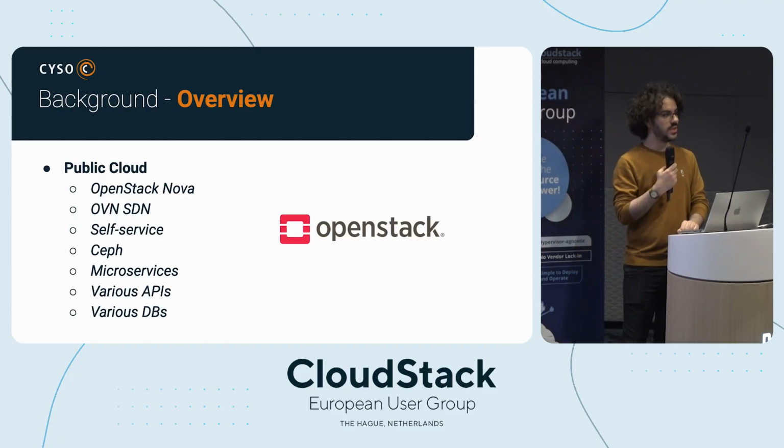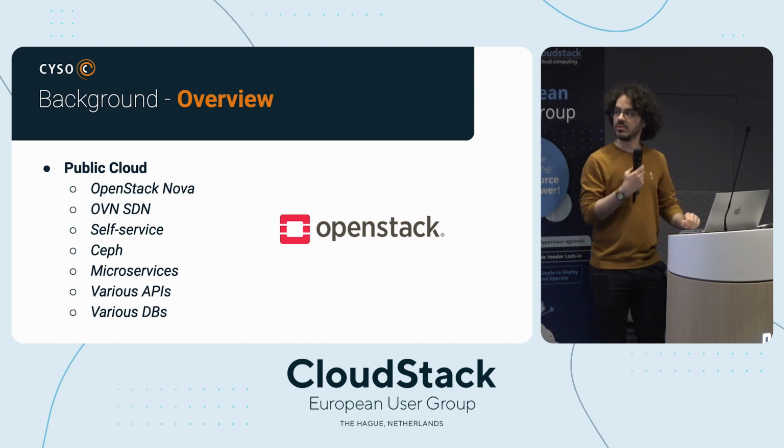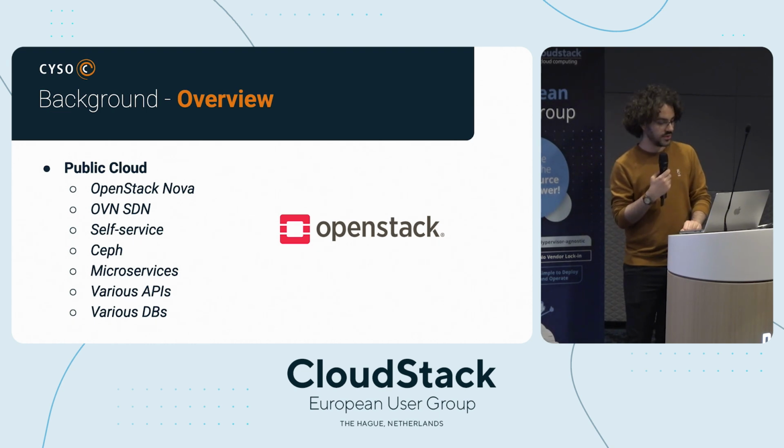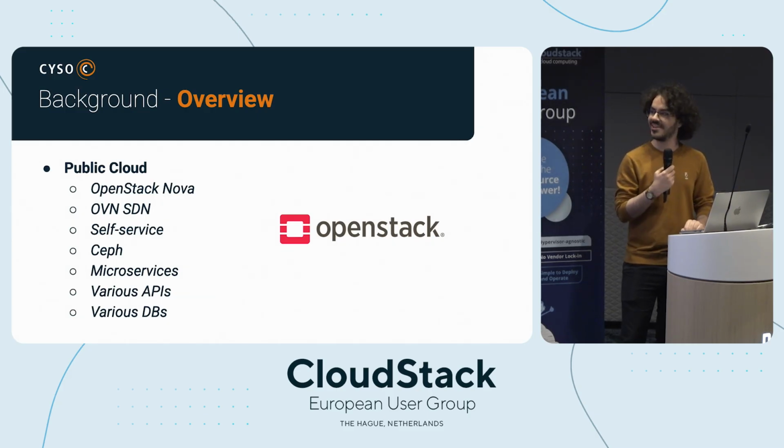So let's start with the background. We currently offer a public cloud, so this is a self-service public cloud for either individuals or other companies. And this is currently based on OpenStack, so we use OpenStack Nova, which is also a KVM-based hypervisor within its own OpenStack project. We use OVN as an SDN, so this manages our software-defined networking. It's self-service. We also love Ceph, like Vito, and we offer some microservices on top of our OpenStack platform, and it has various APIs and databases to manage the orchestration.